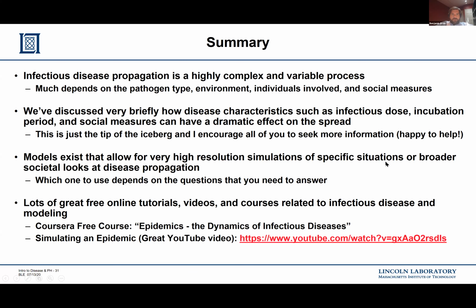So in summary, I hope I've provided you with a nice beginning to some of these processes and how complex and variable they are. Much depends on the pathogen type, environment, individuals, and social measures that you put into place as to how it spreads. We've only touched on the tip of the iceberg here, so I'm happy to answer any other questions that you might have over time or related to the game, more specific to zombies and characterizing some of that.